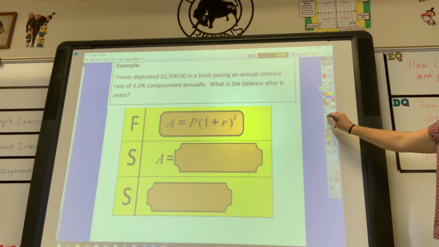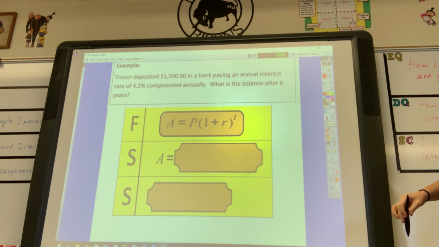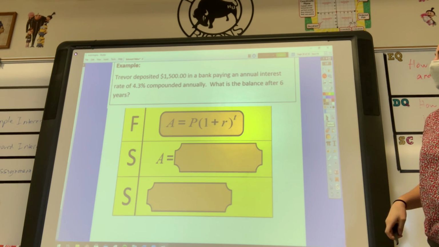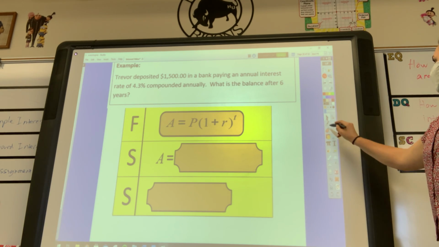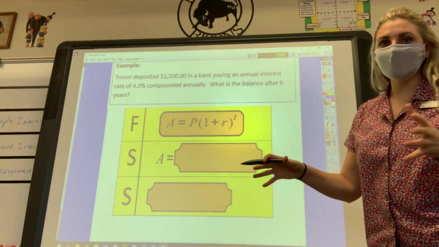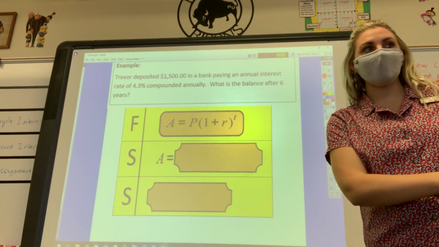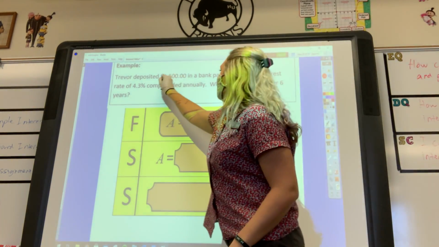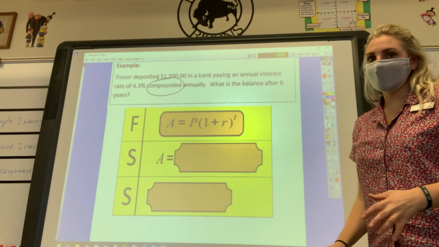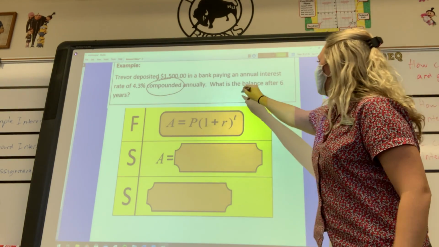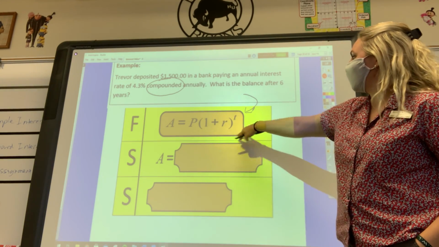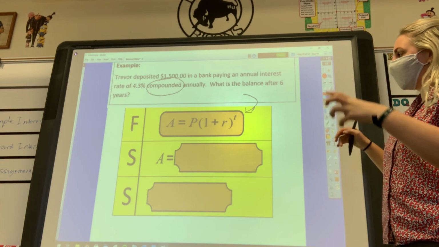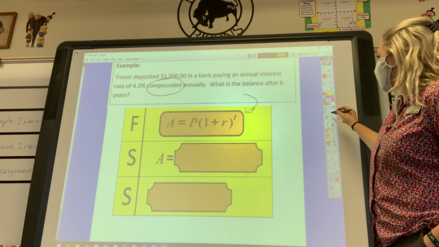So we have a problem here. It says Trevor deposited $1,500 in a bank paying an annual interest rate of 4.3% compounded annually. What is the balance after 6 years? So the different verbiage they're using, before we were calculating simple interest, but now we're looking at compounded. That is the verbiage you're going to look for to know that your formula is going to change to this: A equals P in parentheses 1 plus R to the T power.